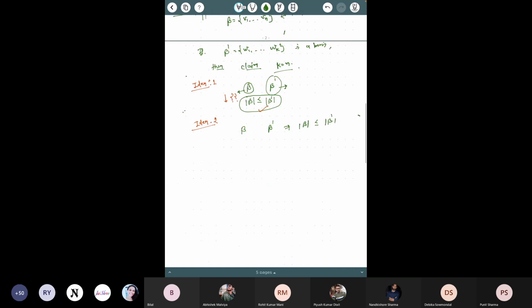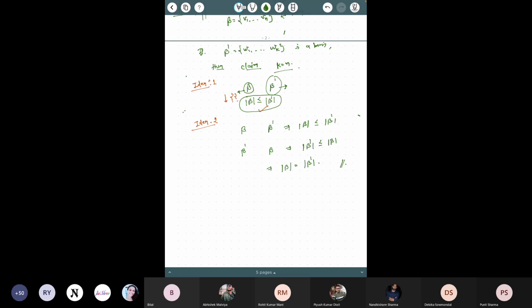Similarly, in the next step, for the inequality the other way, you assume that B is a basis and B dash is a linearly independent set. Now, since B is also a spanning set, from the previous result this implies that the cardinality of B dash is less than or equal to the cardinality of B. So this implies that B and B dash both have the same number of elements.